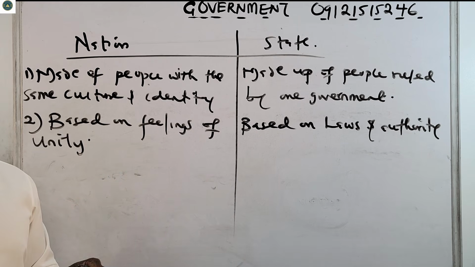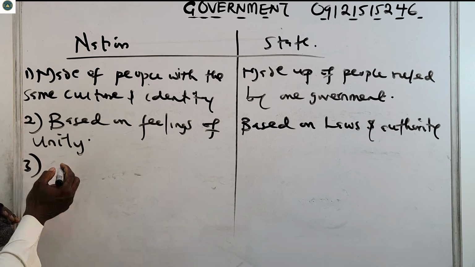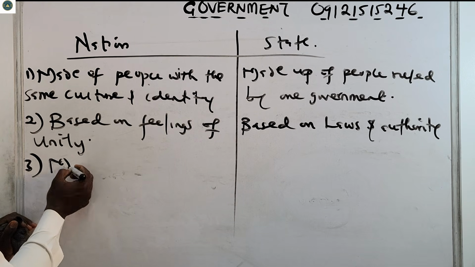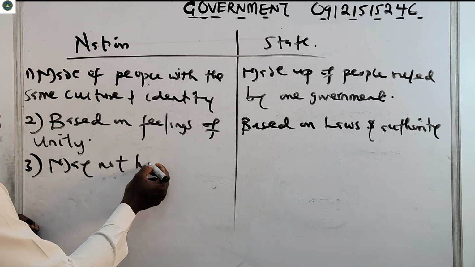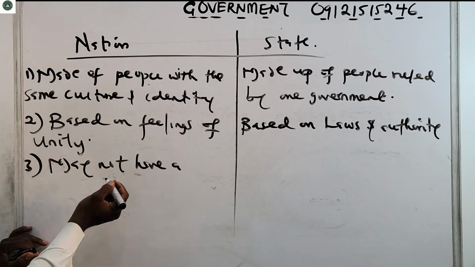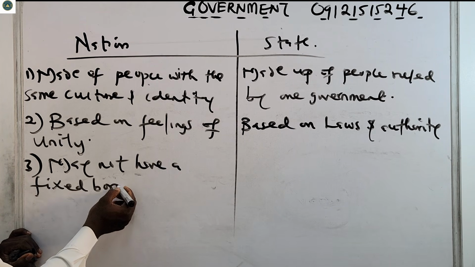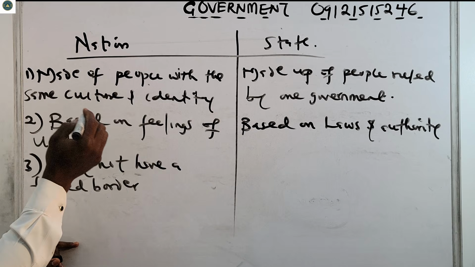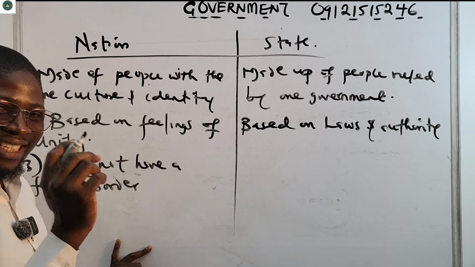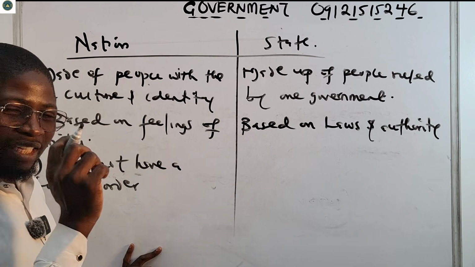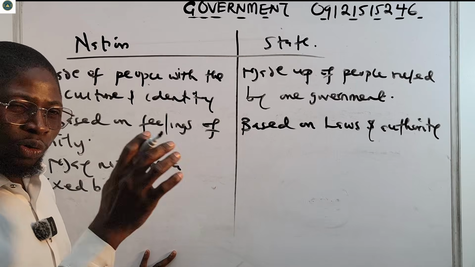That one is based on laws and authority. A nation may not have physical borders. It may not have a fixed border or territory. But a state must have a fixed territory. It must have a fixed boundary. It must have a known boundary.